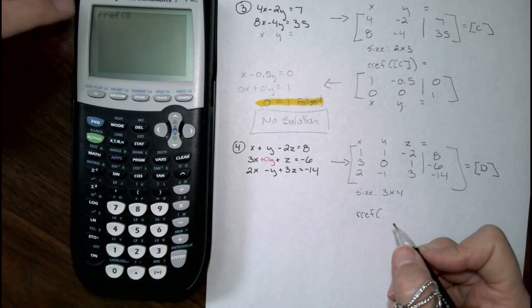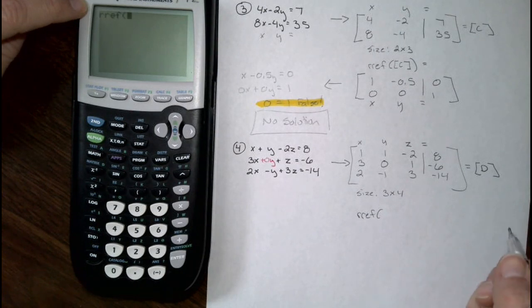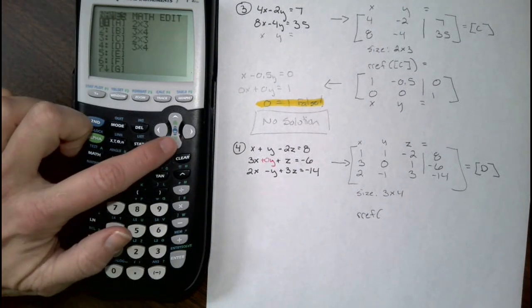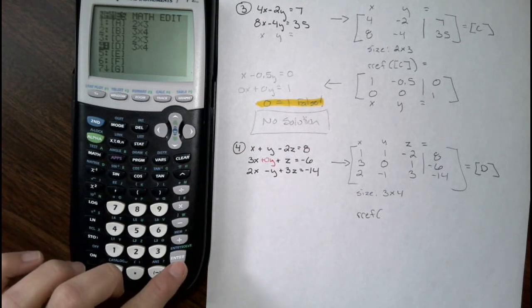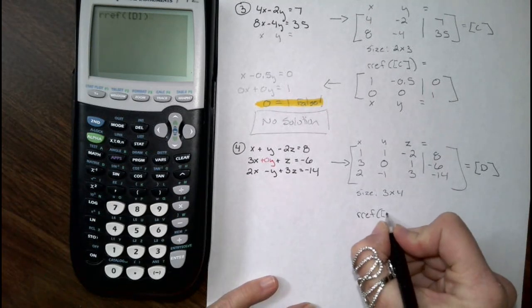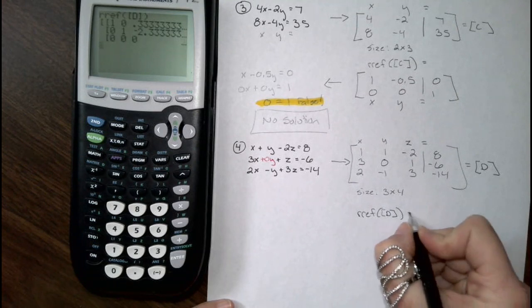RREF, enter. And it's always a nice idea to double check to make sure you grab the correct function. And now we'll go get our matrix. We're going to get matrix D, the second matrix, and just select it by name. Just scroll down. I don't have to go over to math or edit this time. And there we go. So we've gotten matrix D in there. Hit enter.